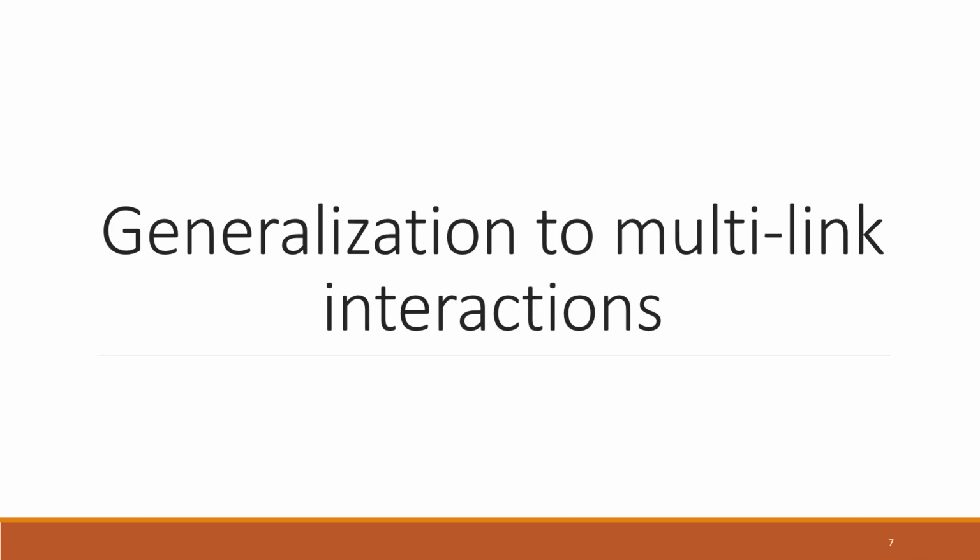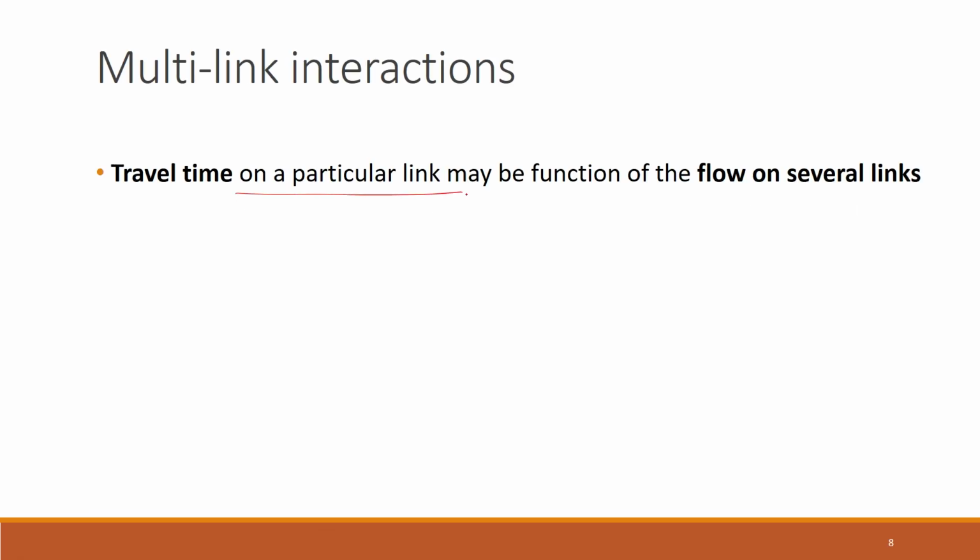Okay. So, now let us come to this case where we have the generalization to multi-link interaction. Until now we were only considering the case when there are interactions between two links. So, now let us generalize this. Now the travel time on a particular link may be a function of the flow on several links, not just the flow on the opposite direction link.